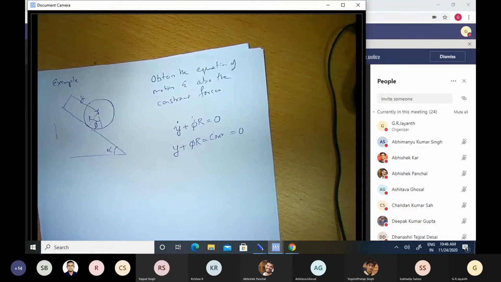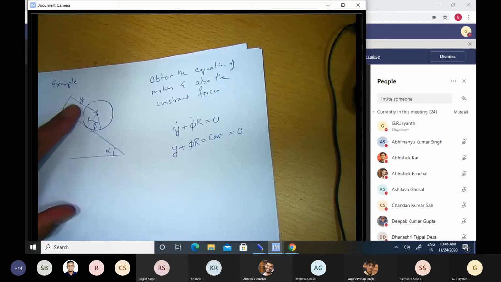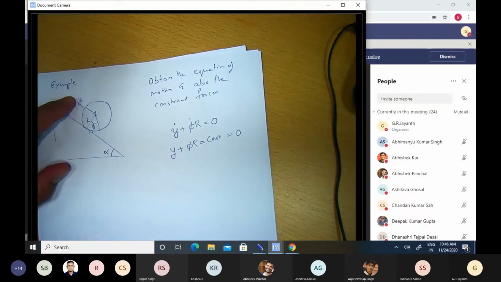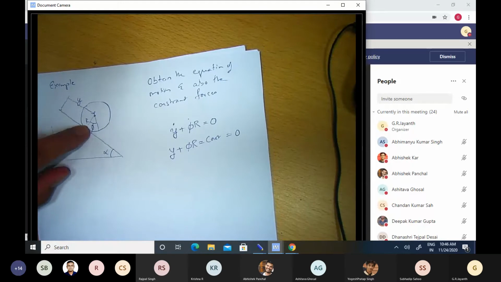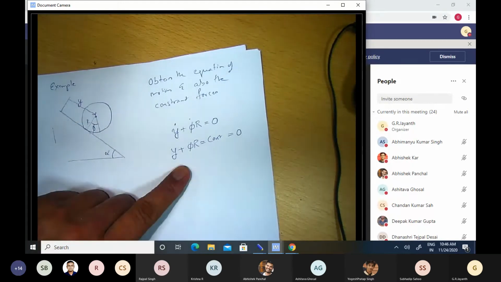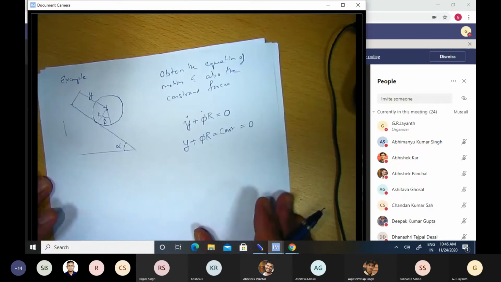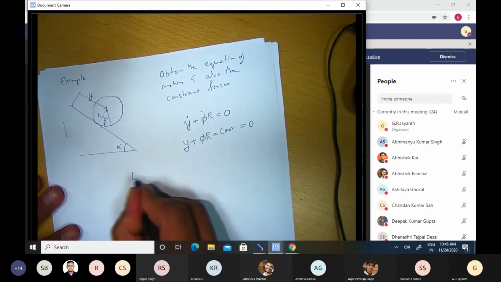But for the sake of simplicity, I've set it to be equal to 0. Suppose you are not interested in the constraint forces. You just wanted the equation of motion. You only need one generalized coordinate to completely describe the configuration of the system, because the moment you specify y or phi, the other one automatically gets specified as a consequence of this constraint. We don't need two things. So what will the Lagrangian look like?